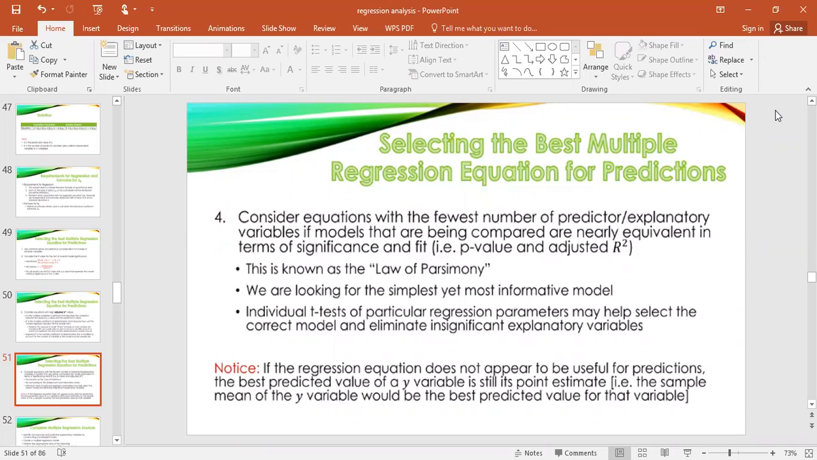Individual t-tests of particular regression parameters may help select the correct model and eliminate insignificant explanatory variables. If the regression equation does not appear to be useful for predictions, the best predicted value of a y variable is still its point estimate, that is, the sample mean of the y variable would be the best predicted value for that mean.